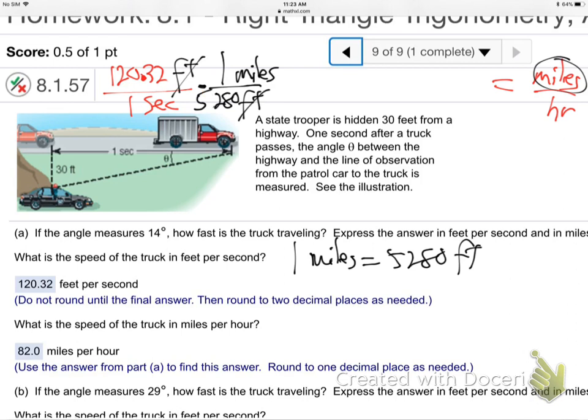120.32. It would be miles per second, wouldn't it, if I stopped right now? Because feet are gone. What's left is miles on the top, seconds on the bottom. Now, remember what you're motivated by. Every step you think, okay, have I arrived? No. Well, I've got miles, and that part's good. Seconds. That part's not good. I don't want seconds. You're always motivated by what you want to get rid of.